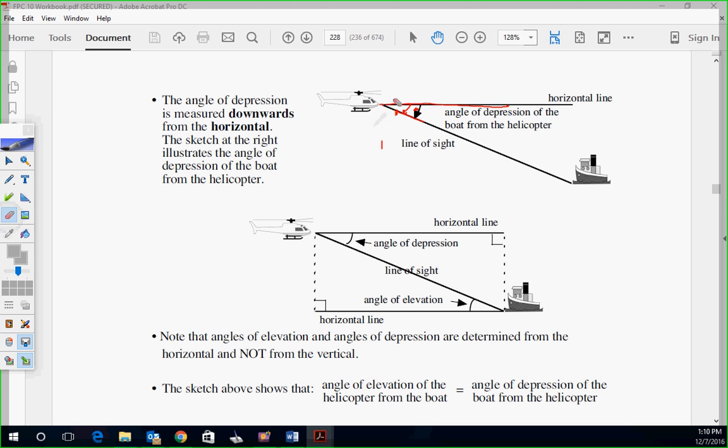So a lot of people, the angle of depression, I'll say it one more time, is your straight ahead sight line and what you look down towards. A lot of people tend to think it's this spot, and it's not. That is not your angle of depression. These two spots are.